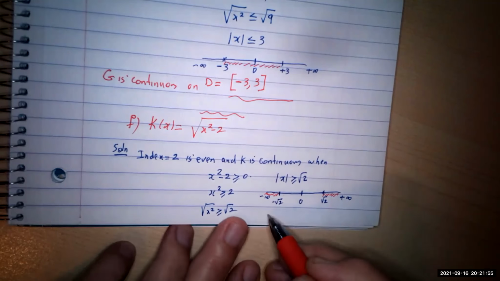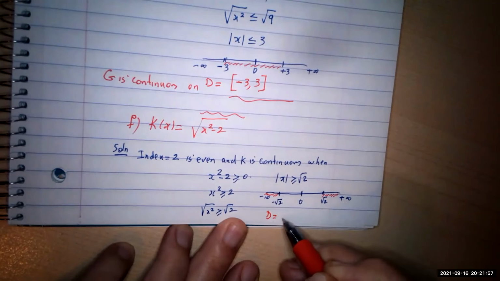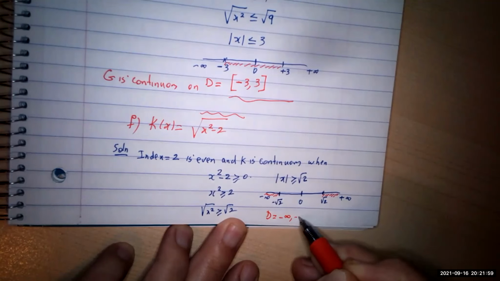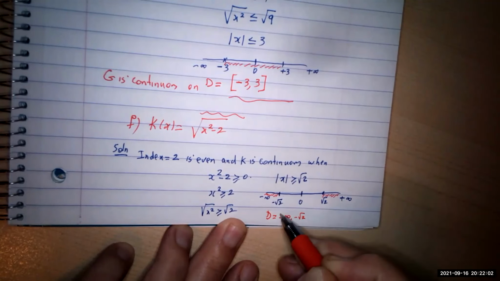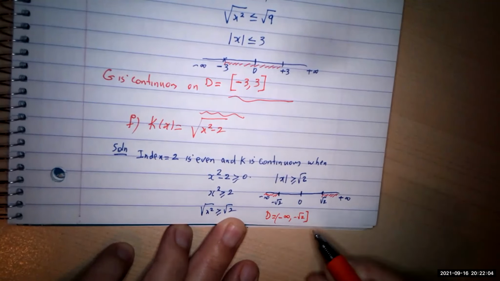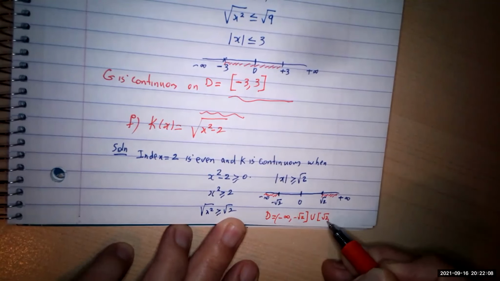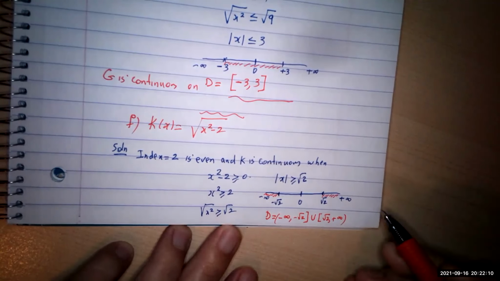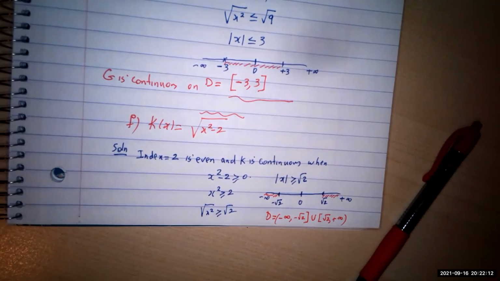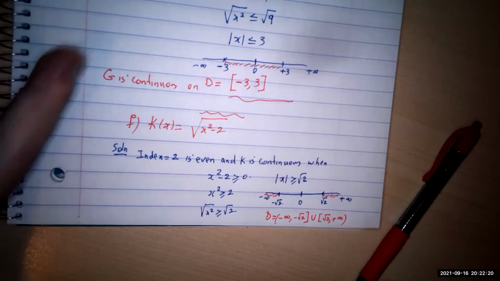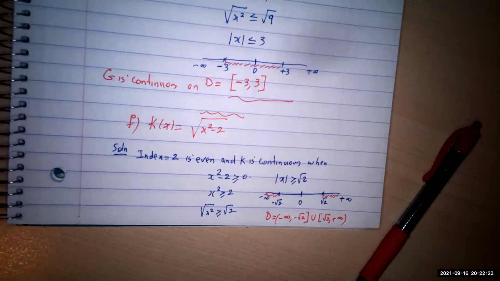So the domain would be negative infinity going to negative radical 2, closed with a bracket, union with radical 2 and positive infinity. That would be the domain of the continuity of this function. Any question? So make sure you know the difference between these two for the last part.